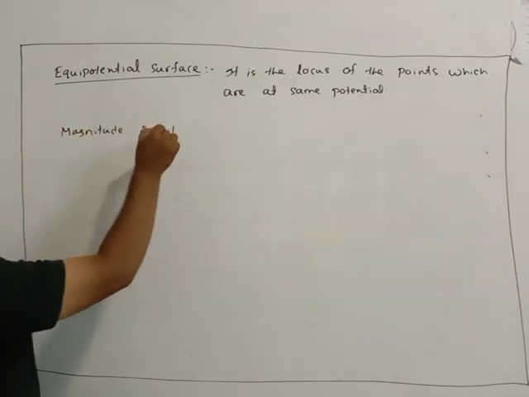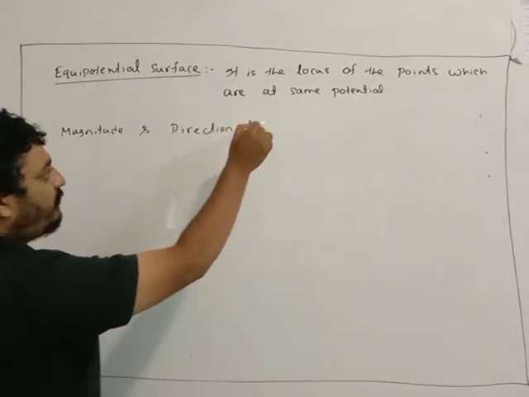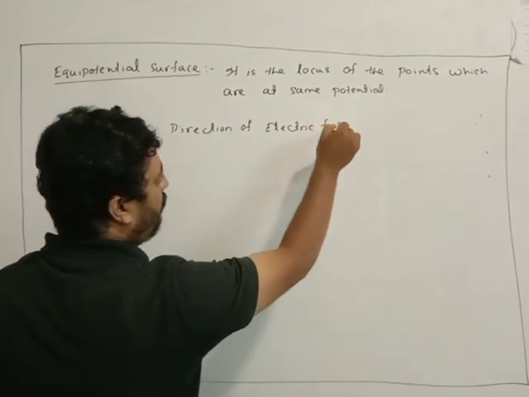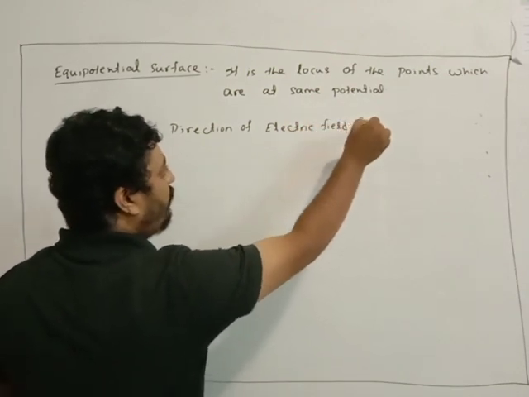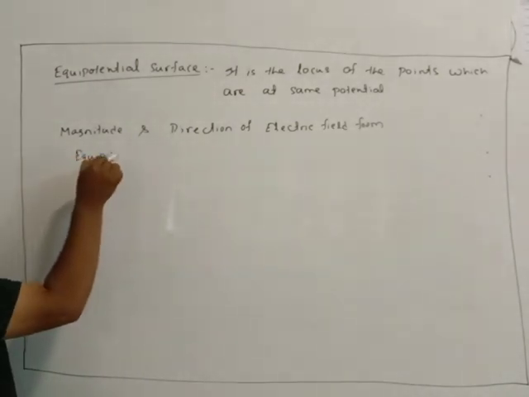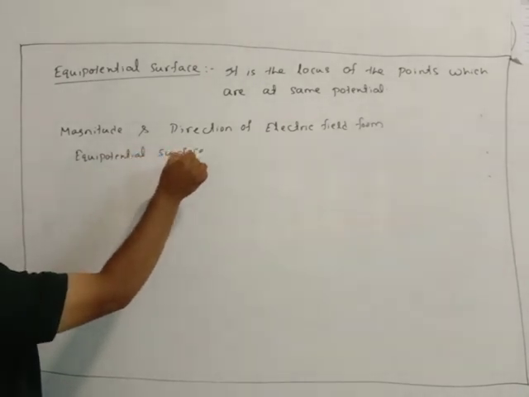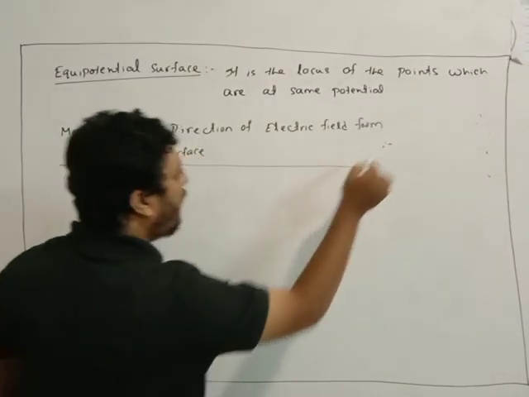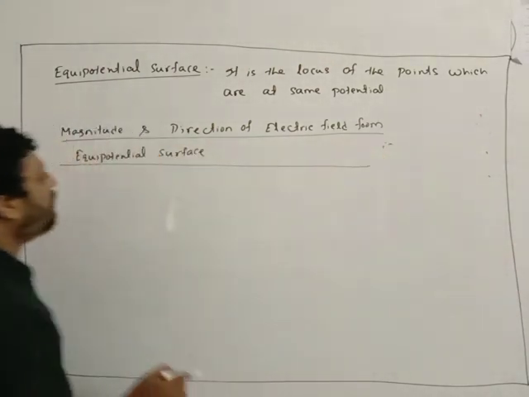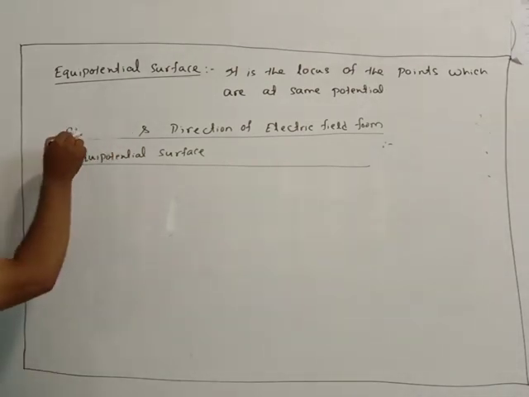Magnitude and direction of electric field from equipotential surface. Now, how to calculate magnitude and direction of electric field from equipotential surfaces?